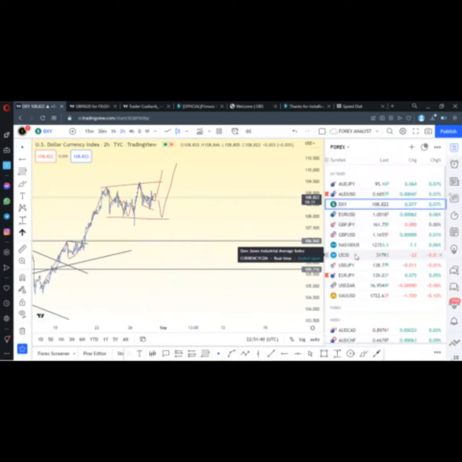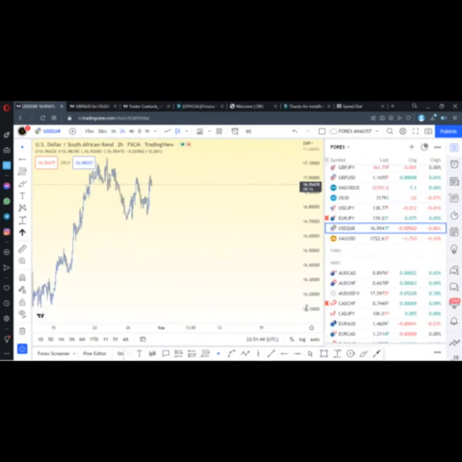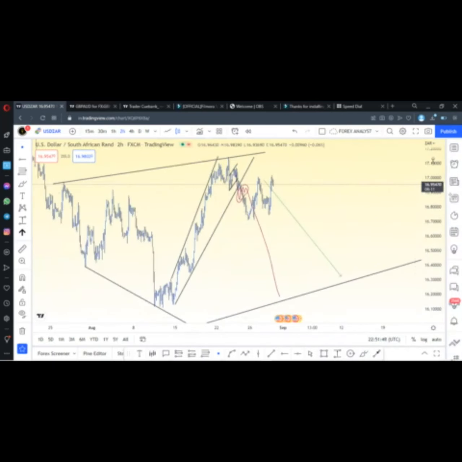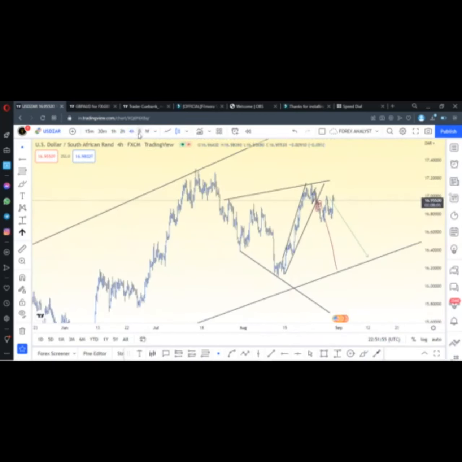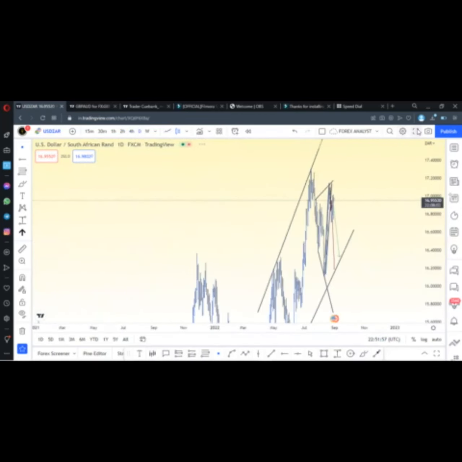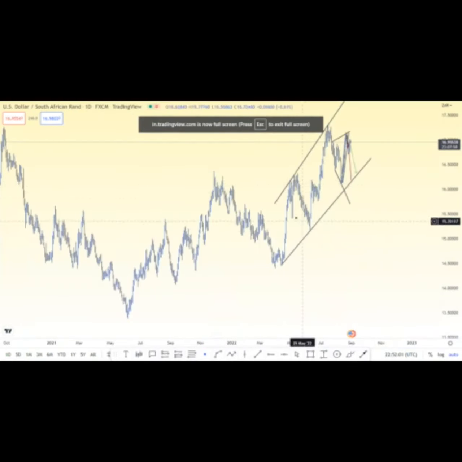What else are we looking for? Haven't checked the USD in a minute. Still a beautiful structure, still within structure. Let's go to a bigger time frame just to see the overview of everything. Should we go? Let's see.